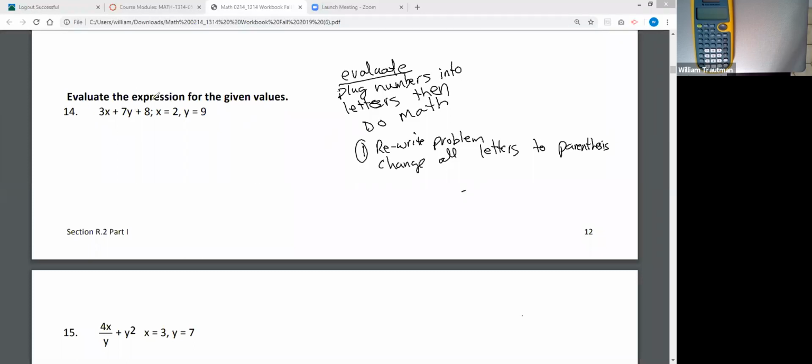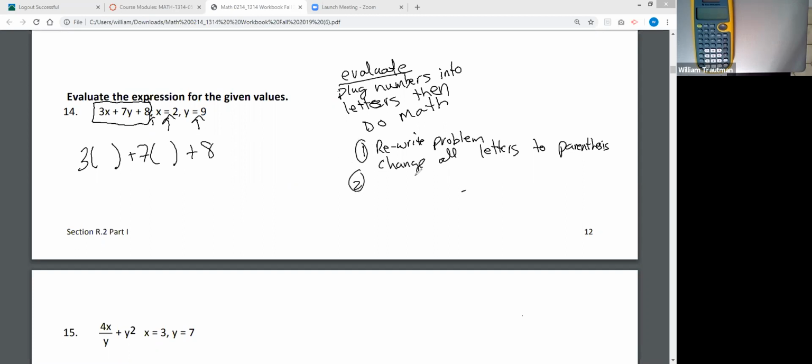By the way, this part is the problem. This just tells you what x equals and y equals, okay? So the problem is the stuff before that semicolon. So step 1 is rewrite the problem, 3x. But it says change all letters to parentheses. So instead of x, I'm going to put a parentheses. Plus 7y, y is a parentheses, plus 8. So step 1, change all letters, x's and y's and a's and b's and c's to parentheses.